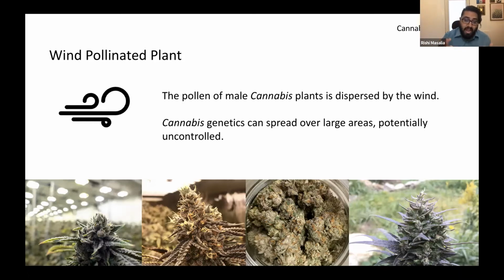This really happens when you have large outdoor grows and you're not careful about how you're wind sheltering your plants. Then the male pollen will get everywhere and create uncontrolled crosses, which is bad for a breeding program and bad for controlling identity.